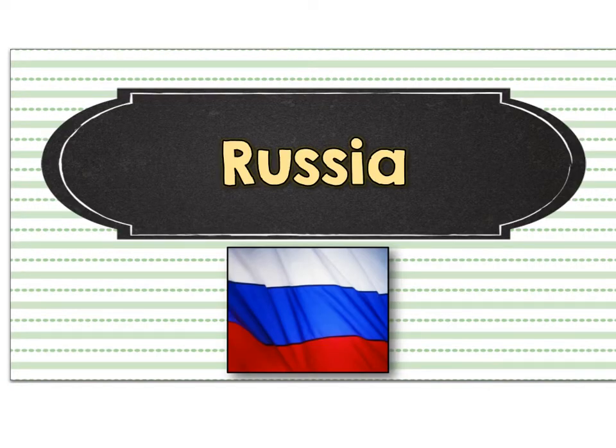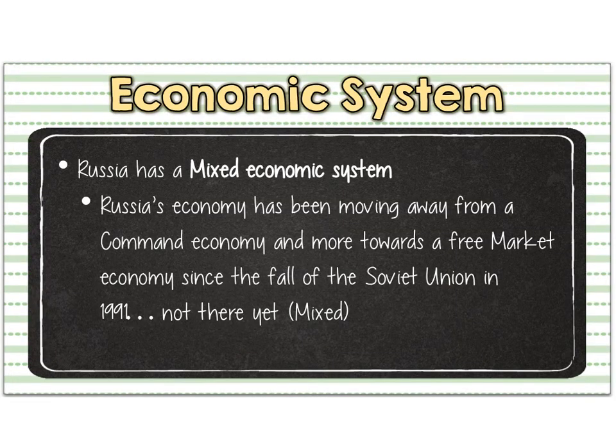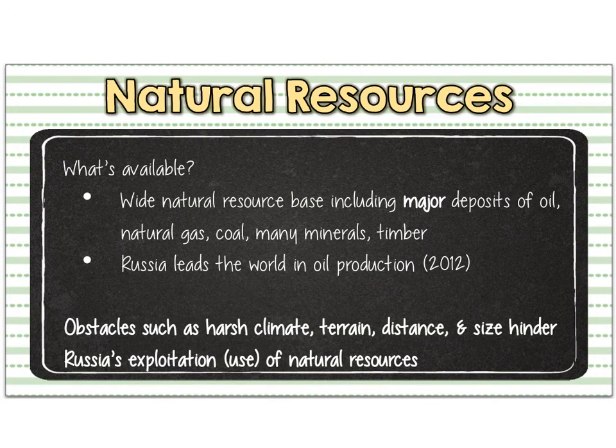Lastly, we're going to be looking at Russia. Under economic systems, I want you to put that Russia has a mixed economic system. Russia's economy has been moving away from a command economy and more towards a free market economy since the fall of the Soviet Union in 1991. It's not quite there yet, that's why it's mixed. Here's some of the natural resources you can write down for Russia. Remember, Russia's harsh climate and size make it hard for them to completely use all of their natural resources.